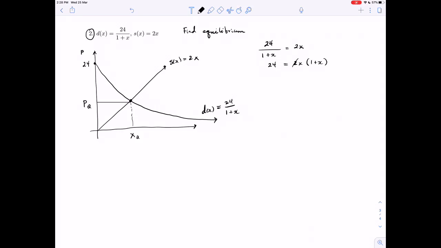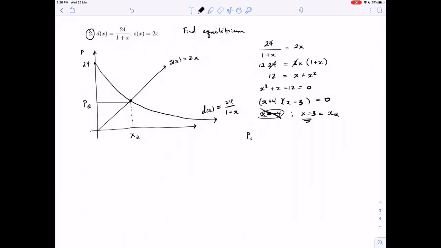Let's take the opportunity to simplify right away. So I get 12 is equal to x plus x squared, and if I move everything over to one side, x squared plus x minus 12 equals 0. We're going to factor this. This factors into x plus 4, x minus 3. So two solutions to the quadratic: x is equal to minus 4, and x is equal to 3, so we want the positive one for our region. And so this is the x value at equilibrium.